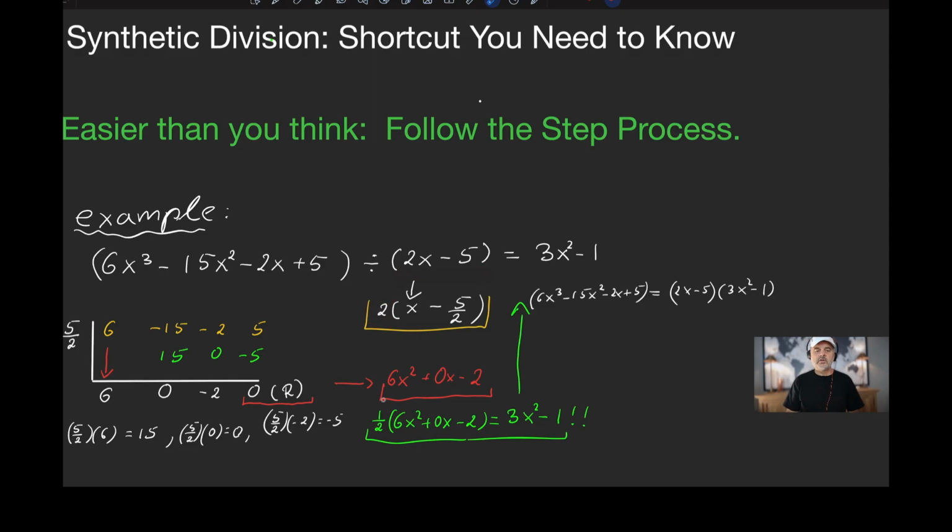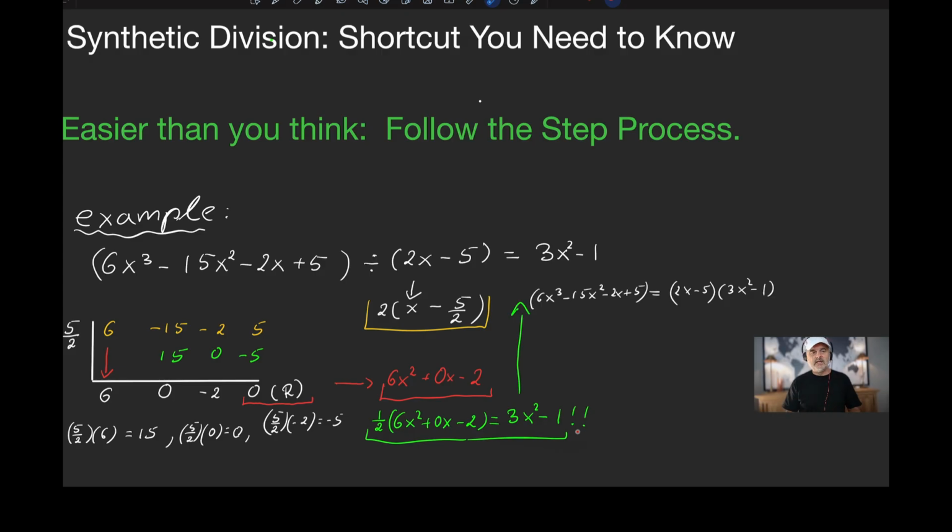So now, in order to complete the division fully, you would divide it further by 2, which is to multiply by 1 over 2 right here. So 1 over 2 times 6x squared plus 0x minus 2 gives you the result, 3x minus 1. Bingo! So this is the process of synthetic division.